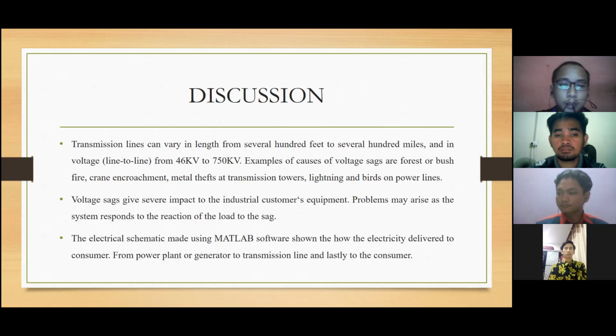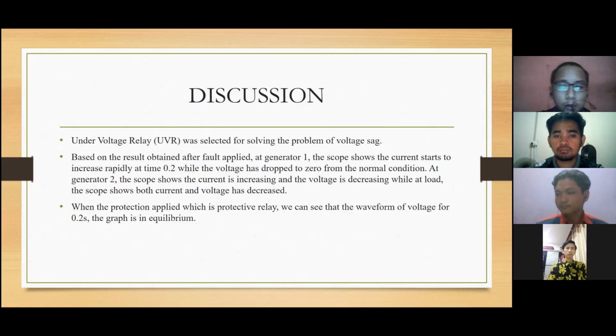The electrical schematic made using MATLAB software shows how electricity is delivered to the consumer from the power plant or generator, to the transmission line and lastly to the consumer. Based on the electrical schematic, there are two generators installed. So if generator 1 has a failure, generator 2 is ready to supply electrical energy. There are many ways to mitigate voltage sag, for example UPS, CVT, DVR, DYNACOM and DySC. For this paper, we are using UVR, which is the under voltage relay.